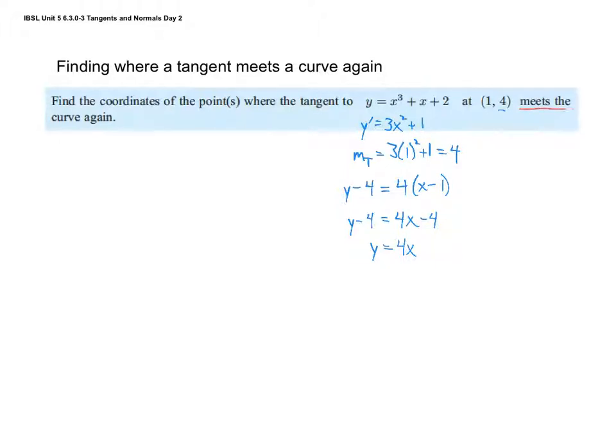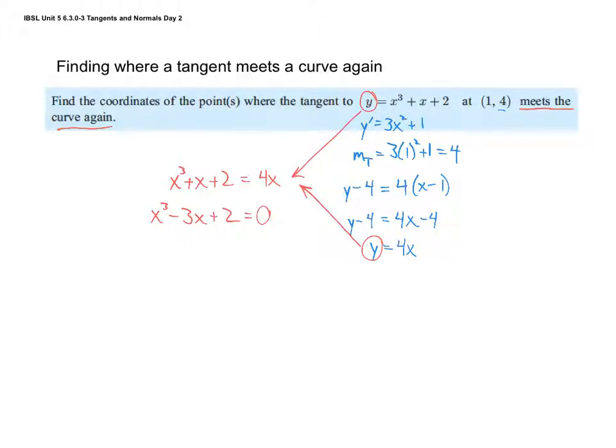If we want to see where it meets the curve again, we have to find the intersection between the line and the curve. Okay? Now, to do that, since they both equal y, we can set the other sides of the equations equal to each other. So we have x cubed plus x plus 2 equals 4x. So we get it equal to 0, and we have x cubed minus 3x plus 2 equals 0.